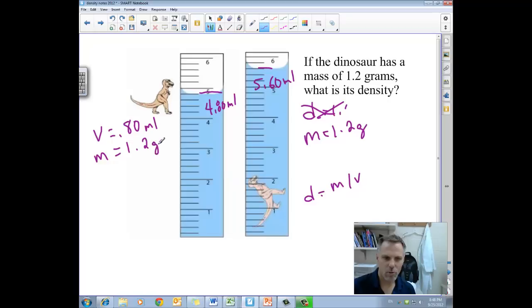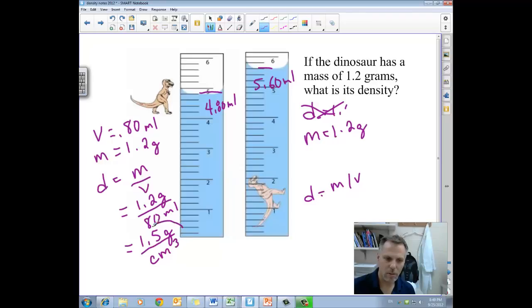So if we're going to find out the density, we already know that the mass is 1.2 grams. So we use the density formula. Density will be the mass divided by the volume. We substitute our numbers in. It's 1.2 grams divided by 0.80 milliliters. When we divide this out, we find that this little plastic dinosaur is 1.5 grams per milliliter, and a milliliter is the same as a centimeter cubed, so it's 1.5 grams per centimeter cubed.